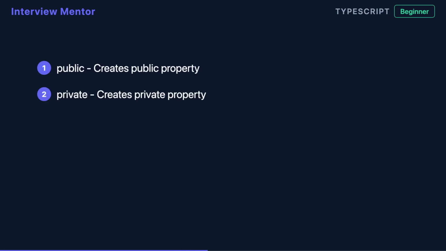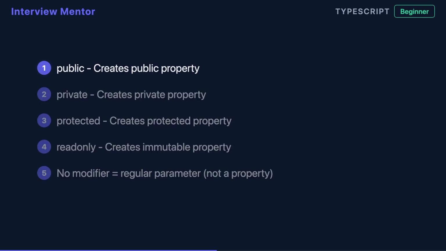The key is the access modifier in the constructor signature. You can use public, private, protected, or readonly. The modifier tells TypeScript to treat this parameter as both a parameter and a property. Without the modifier, it's just a regular parameter that disappears after the constructor runs.